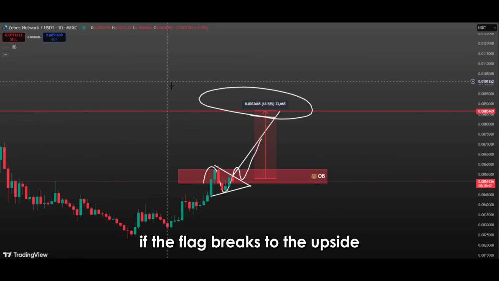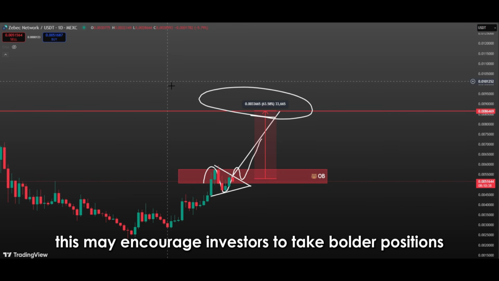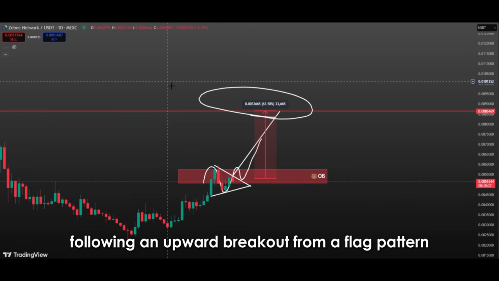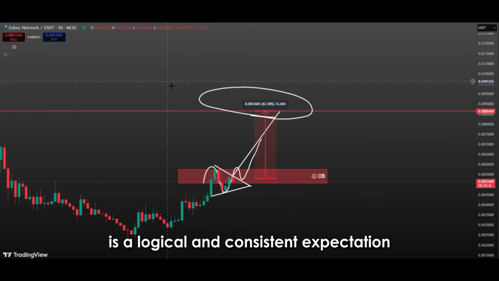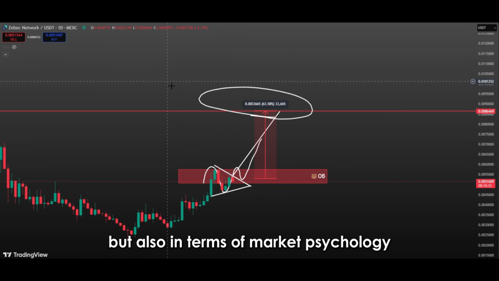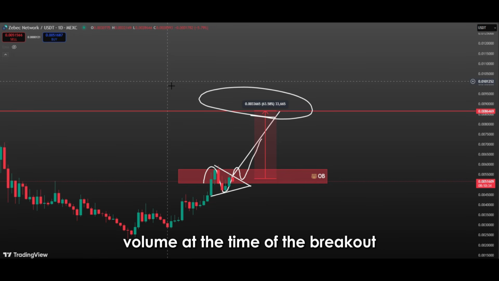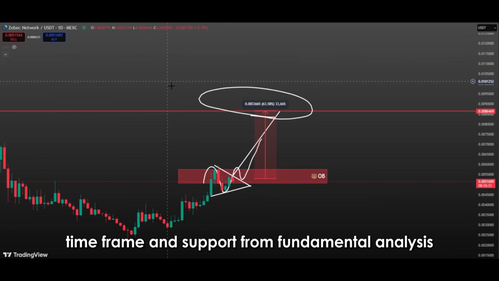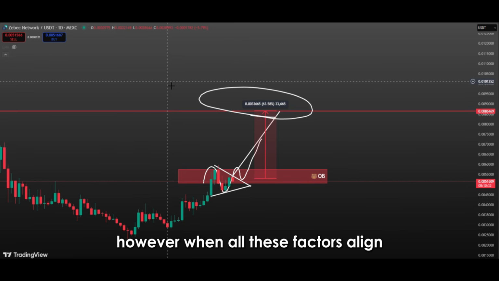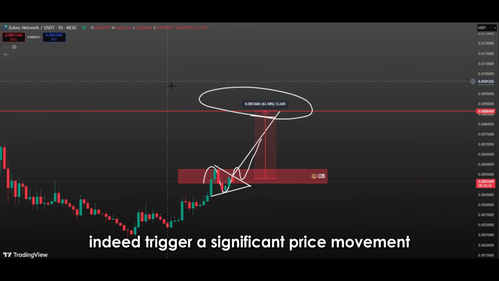If the flag breaks to the upside, it is a strong sign that the trend remains alive and well. This may encourage investors to take bolder positions. In summary, a potential 60% increase following an upward breakout from a flag pattern is a logical and consistent expectation, not only from a technical analysis standpoint, but also in terms of market psychology and investor behavior. Factors such as the structure of the formation, volume at the time of the breakout, overall market conditions, time frame, and support from fundamental analysis all influence whether the target will be reached. However, when all these factors align, an upward breakout from such a pattern can indeed trigger a significant price movement.